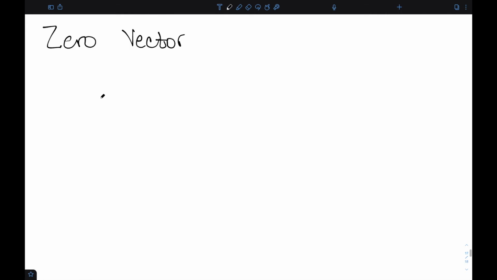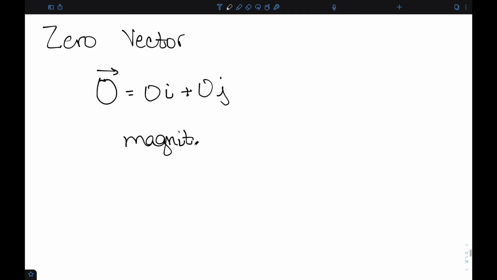There is one very important vector that we should point out, which is the 0 vector. It's denoted by 0 with an arrow over it. And this is 0i plus 0j. It is the magnitude 0 vector. And it is the only magnitude 0 vector that we have.